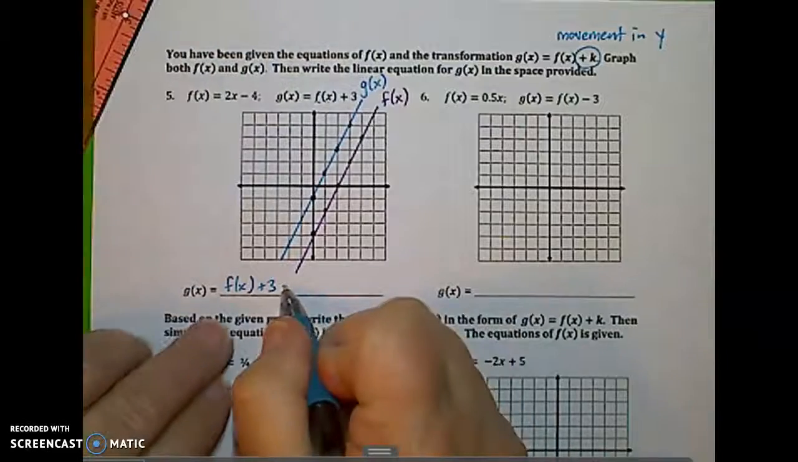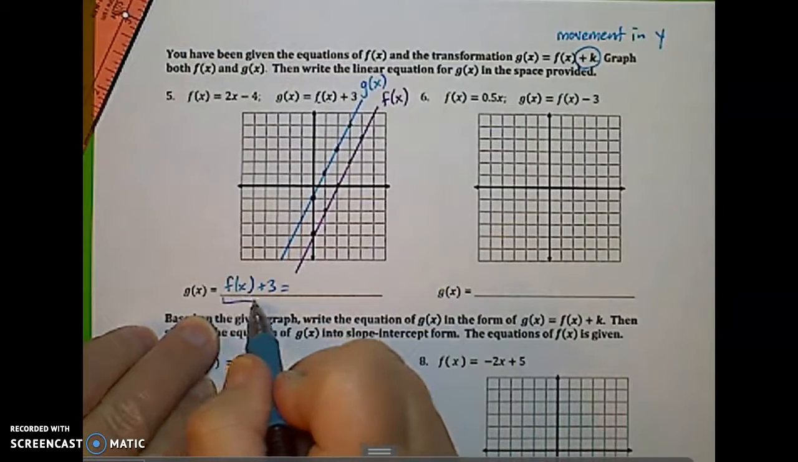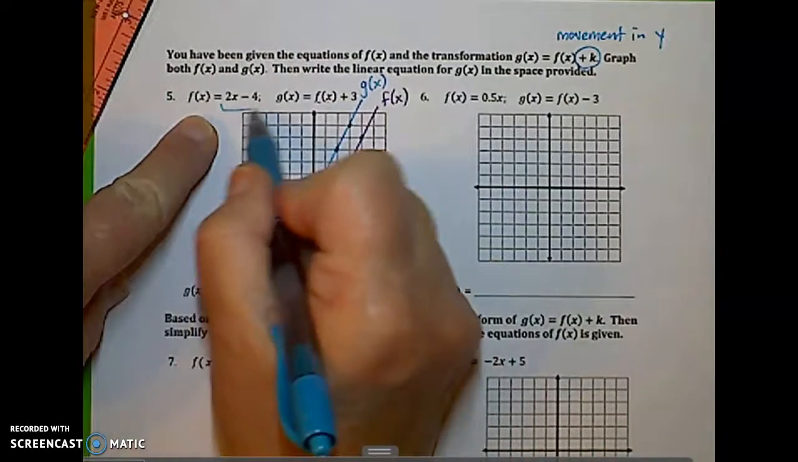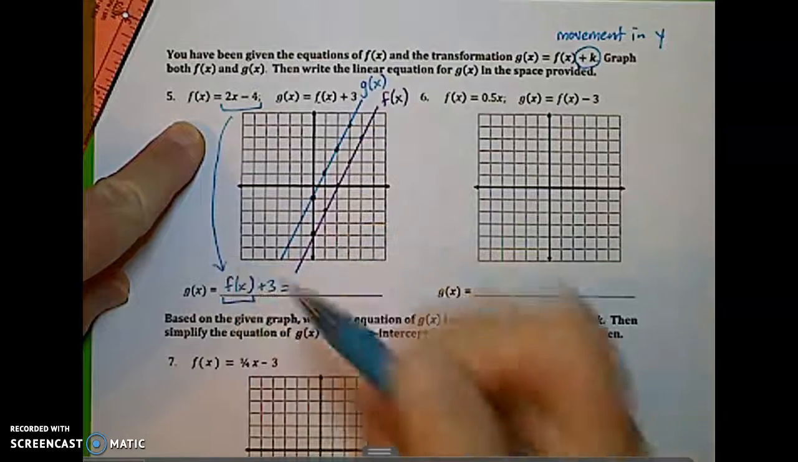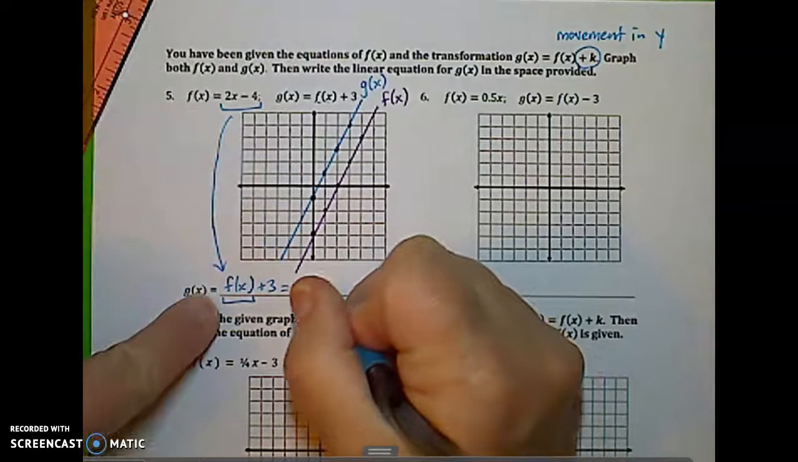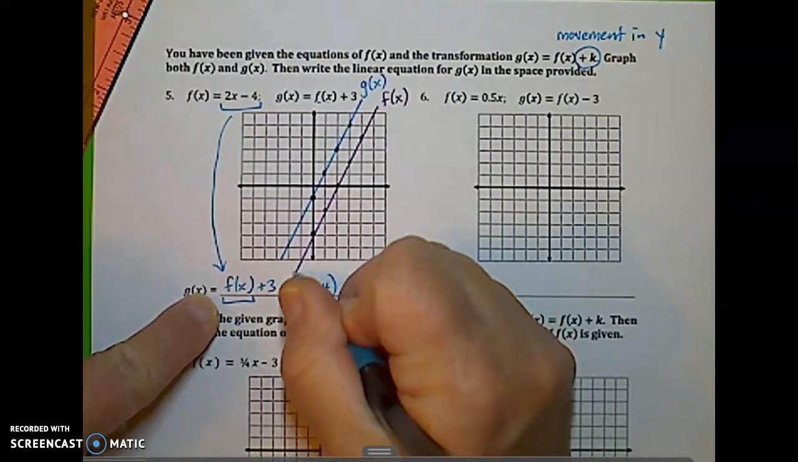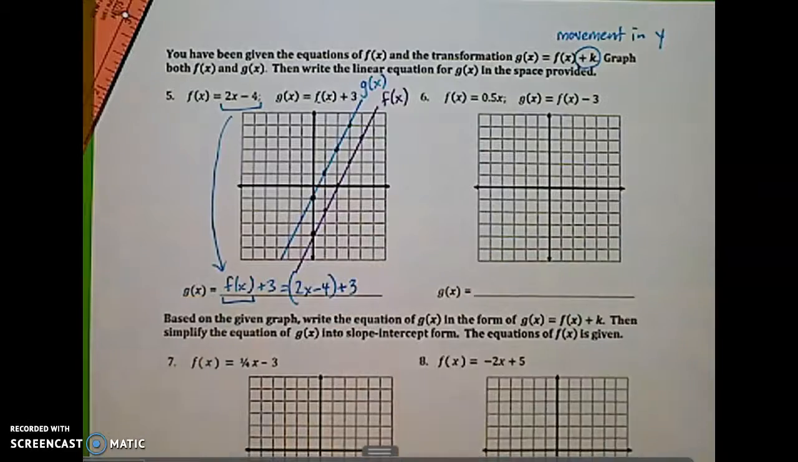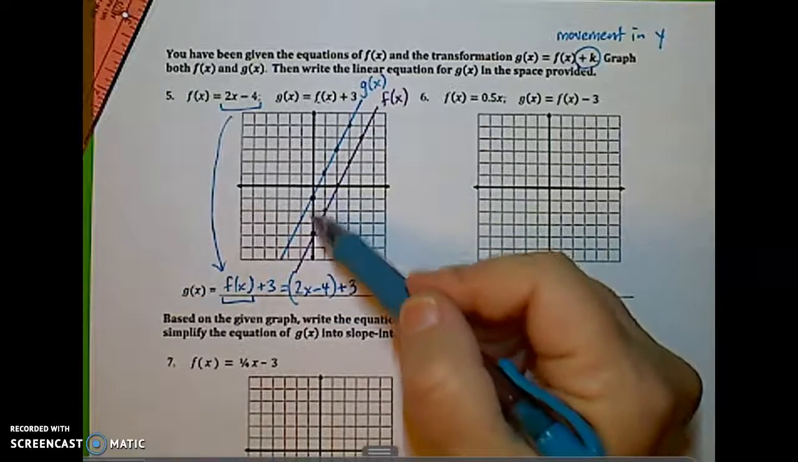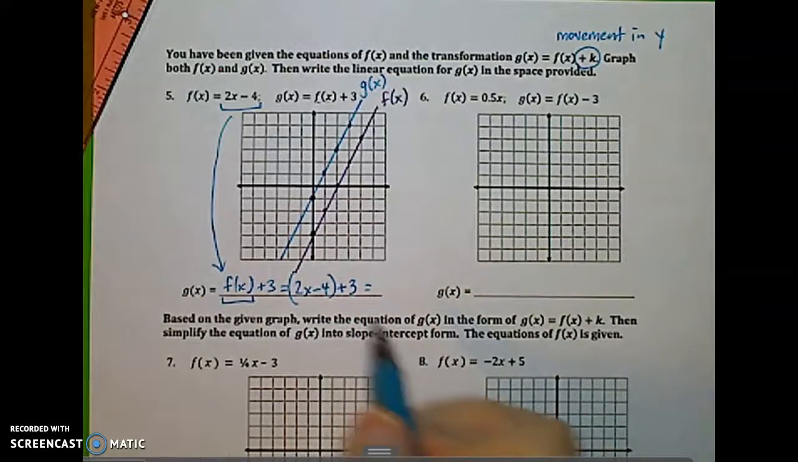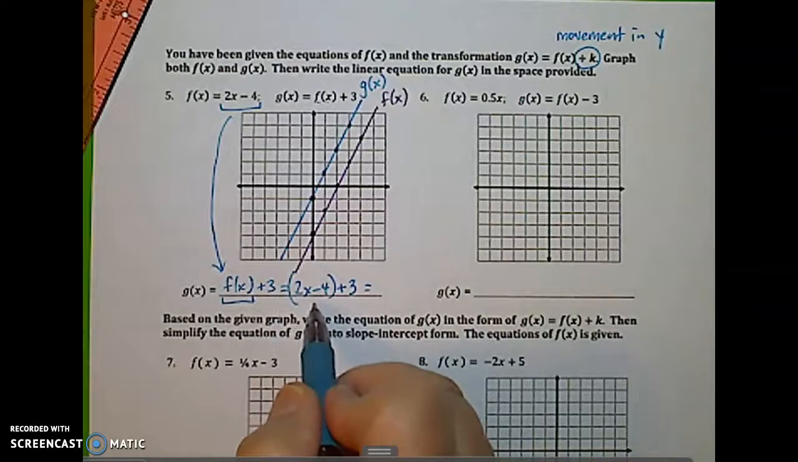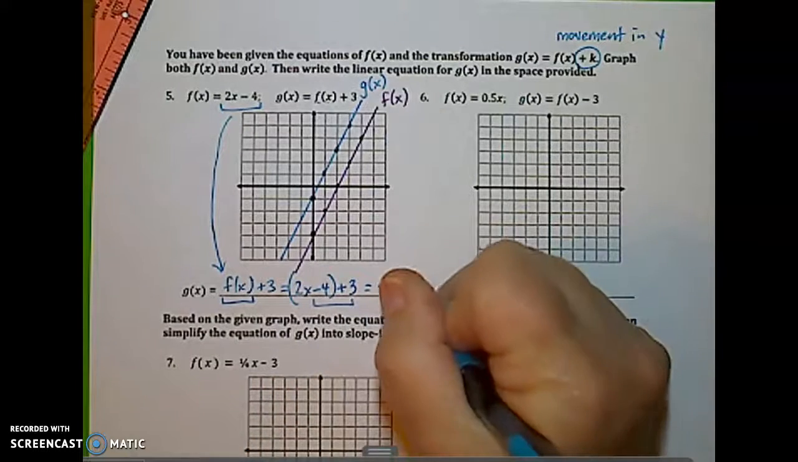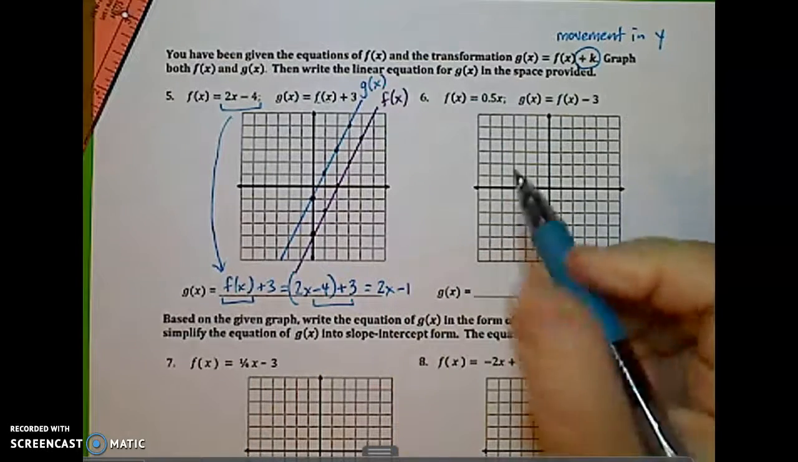But how would we write that? How about this? Instead of f of x, I'm going to write in this. So I'm going to just substitute that right in there. So this equals 2x minus 4. There's my substitution. And then plus 3. That's my translation. And now I'm just going to combine these. I don't have to distribute anything. I'm just going to combine these values. And I get 2x minus 1.